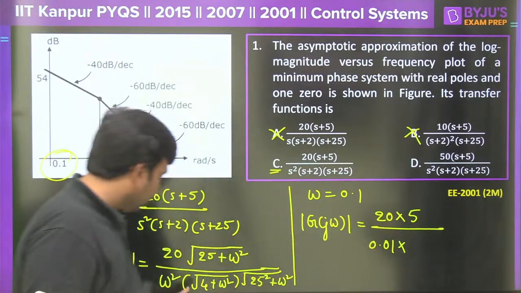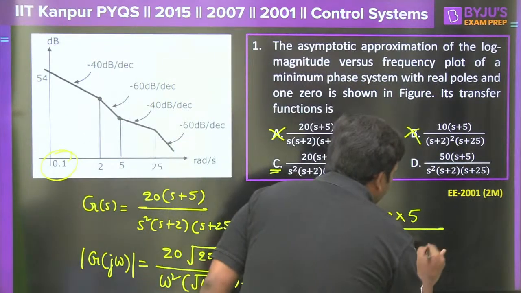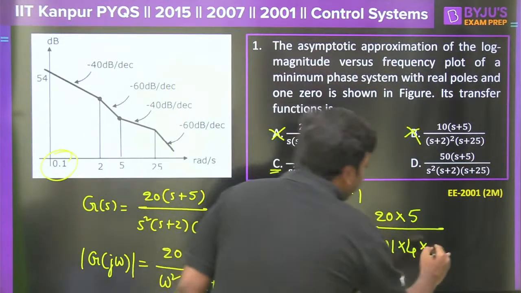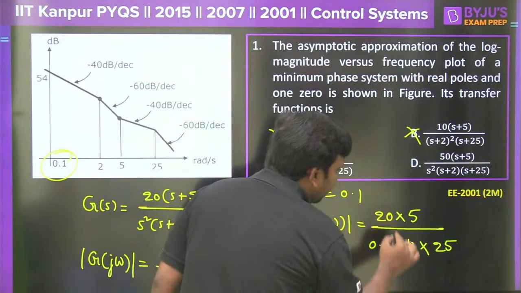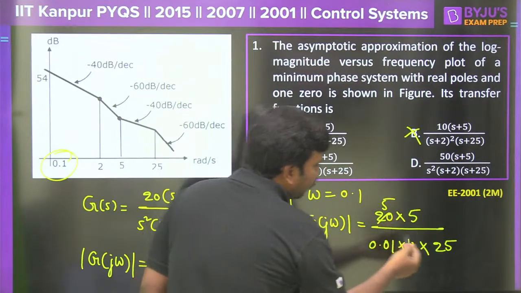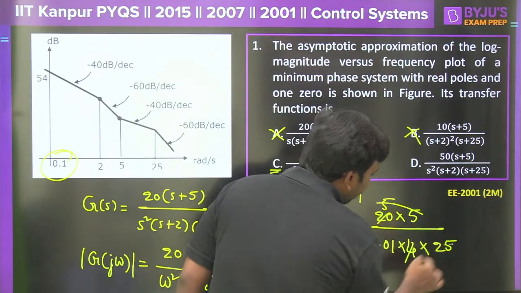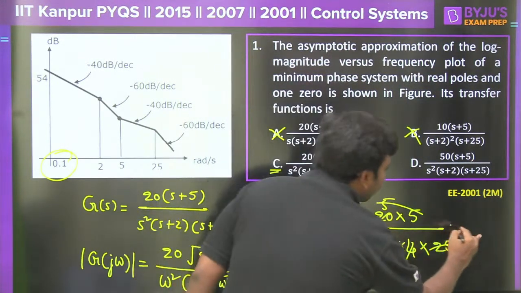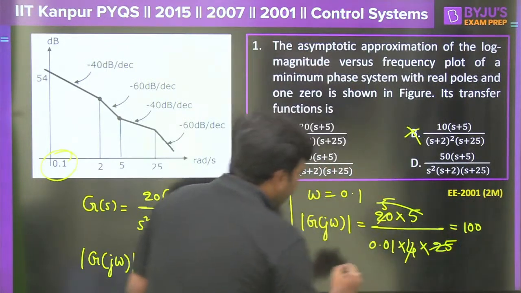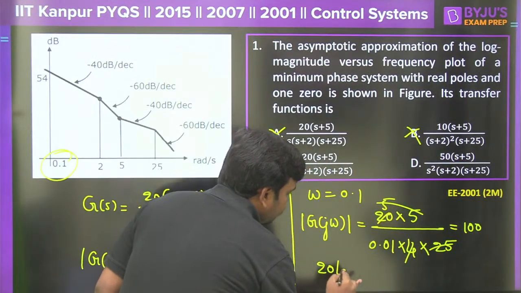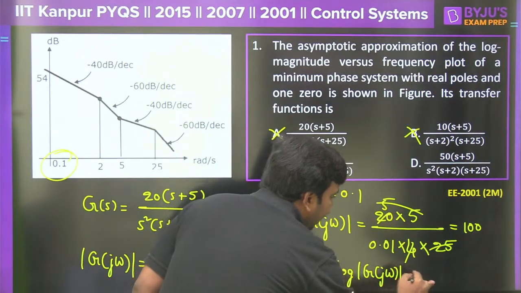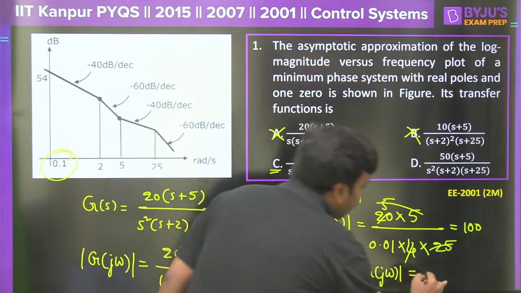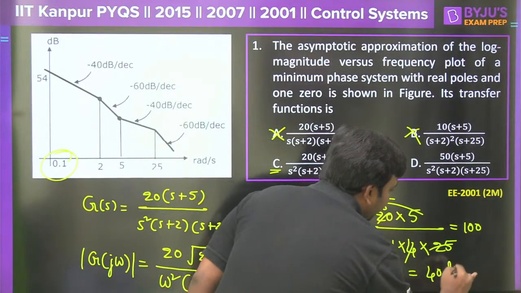So 0.01, and here you will have 4, and what is this value here? Again 25 will be there, correct? So now I must say this as 5 times 5, 25 will cancel out, right? Then 1 by 0.1, and you will have 100 here, correct? And 20 log of this modulus of G(j omega), because we need to calculate in dB, 20 log of 100 will be 40 dB here, clear?